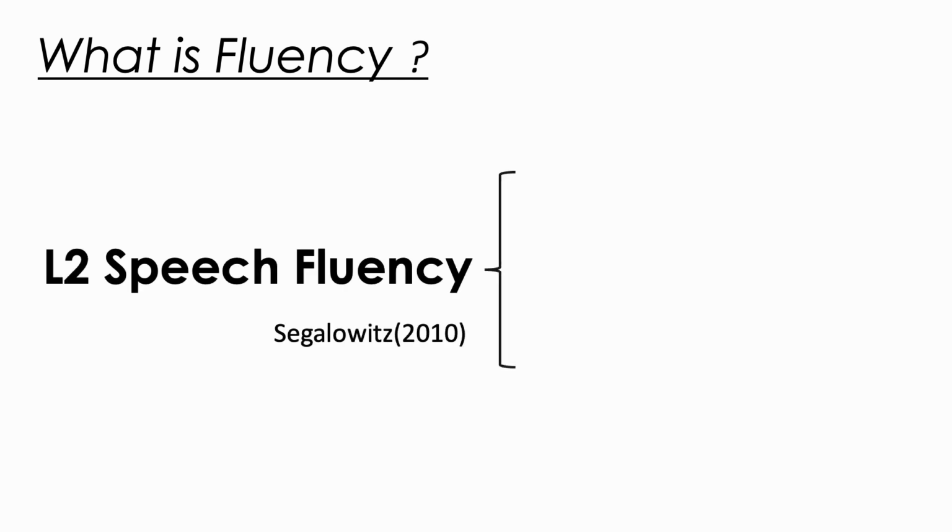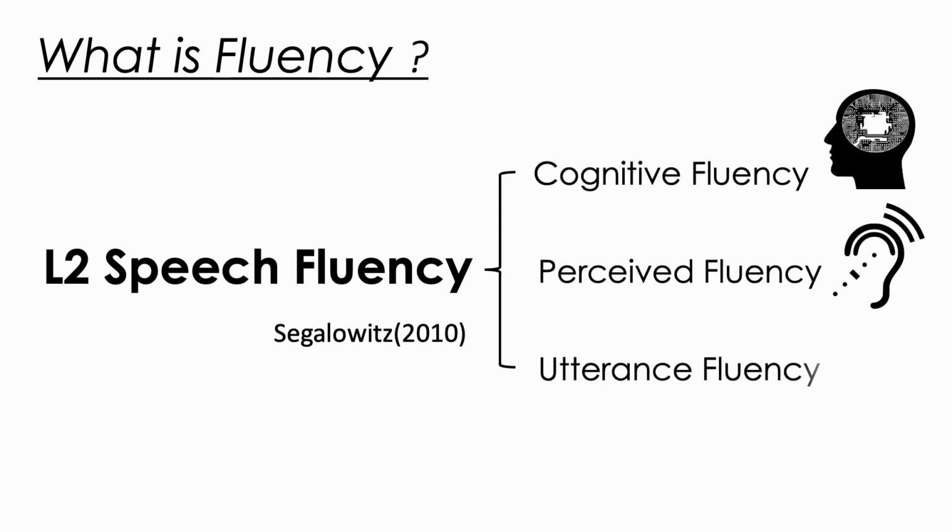According to Segalowitz, fluency has three aspects in L2 speech: cognitive fluency, perceived fluency, and utterance fluency. Utterance fluency is possibly the simplest to recognize and monitor, as it concentrates on specific parts of speech. Thus, it has the benefit of being measurable.